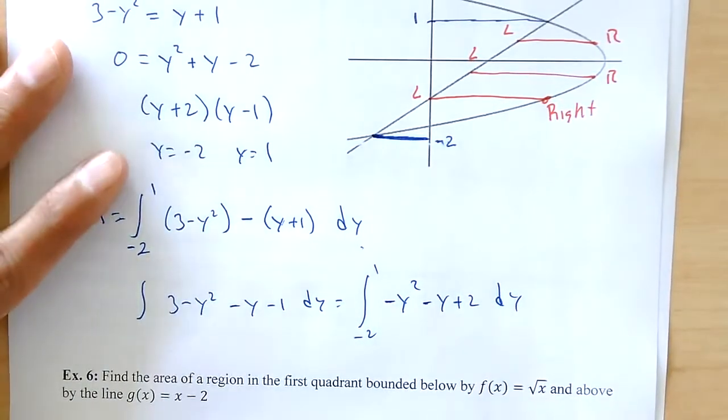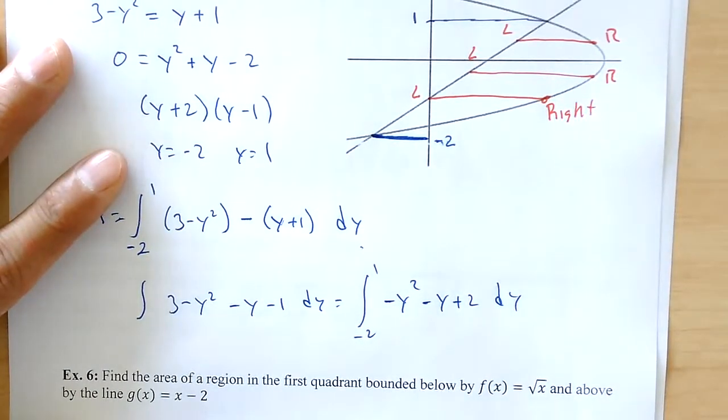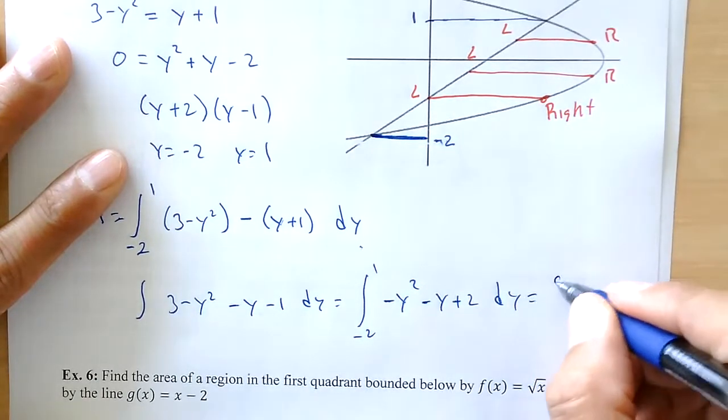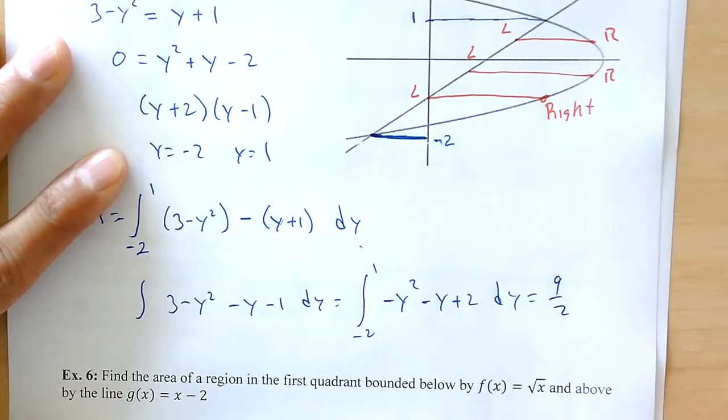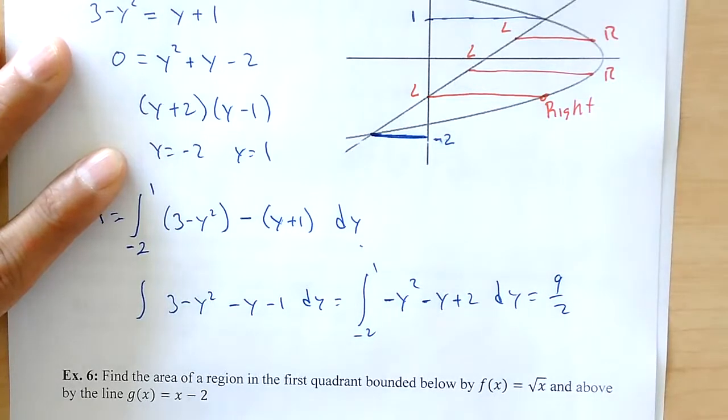And we could all integrate. Again, pause, do the work. Should get 9/2. I'm going to keep going. One more.